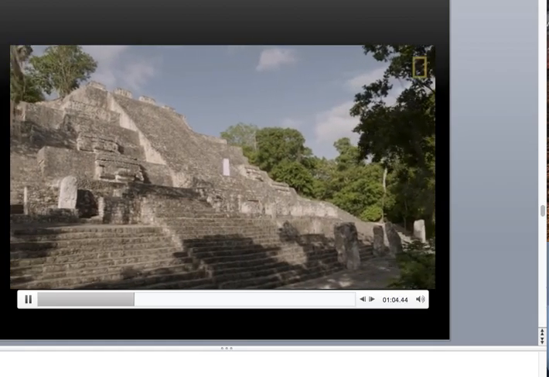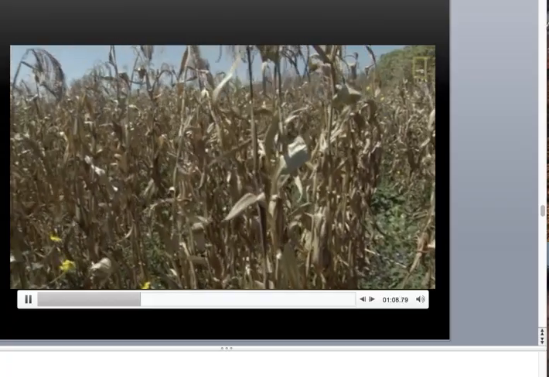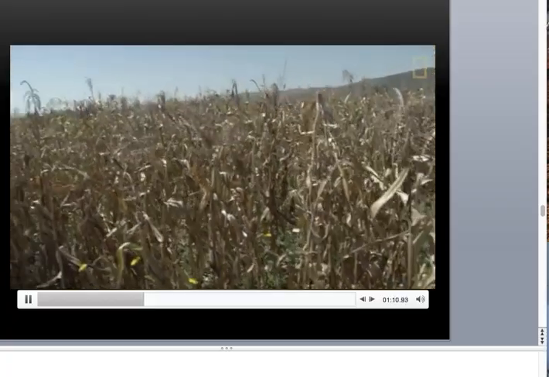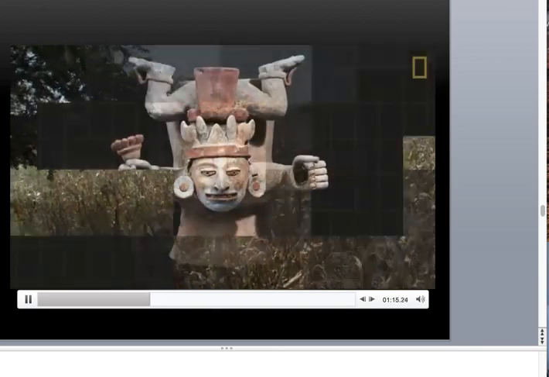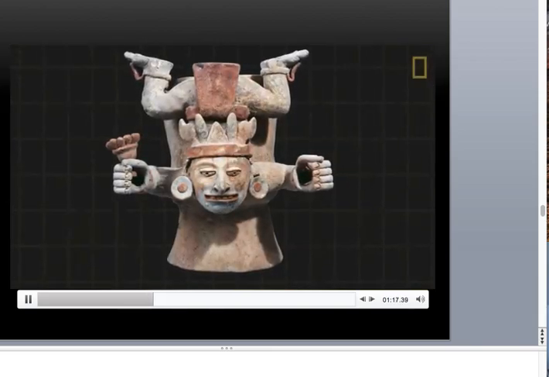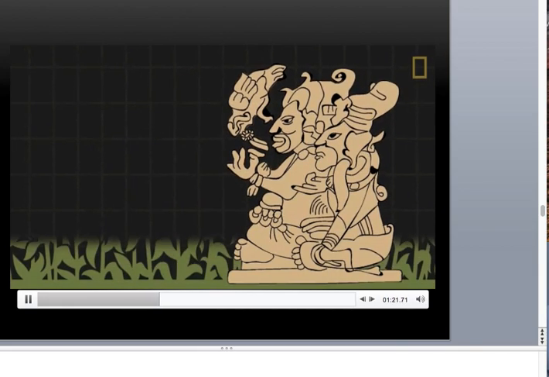In addition to these impressive city structures, agriculture played a key role in Maya civilization. Corn was one of the predominant crops. The Maya creation story tells of nature gods, the basis of Maya religion, who created humans out of yellow and white corn.